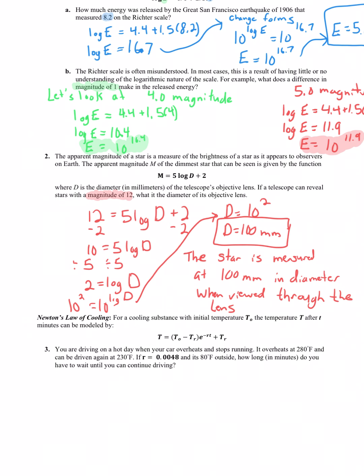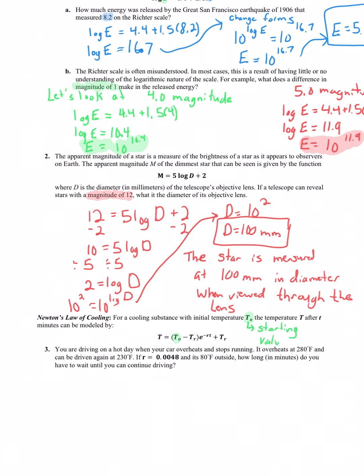Okay, and then the last one here uses Newton's law of cooling. So Isaac Newton used exponentials and logarithms. This is actually an exponential equation. It does for a cooling substance with initial temperature. Whenever we see T naught, even though it's got a little 0 down there, that always refers to the initial temperature or the starting value.